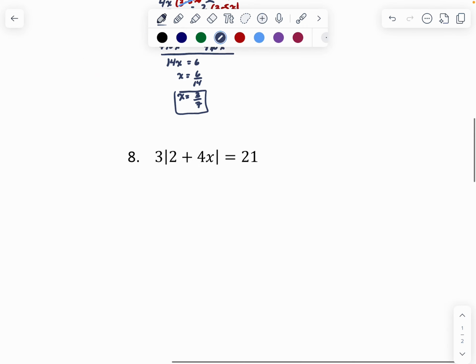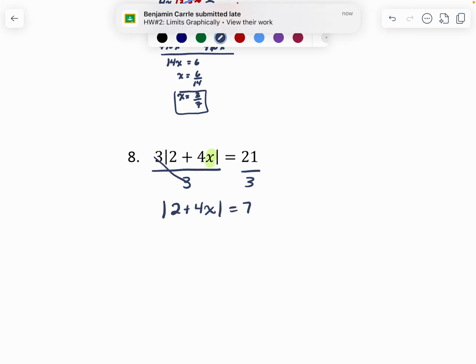All right, number 8. Okay, what am I solving for here? I'm solving for x. So I need to move as many things away from x as possible. So the first thing that I kind of see is this 3 in front. So I'm going to go ahead and divide both sides by 3. It's going to cancel. So I have absolute value of 2 plus 4x equals 7.